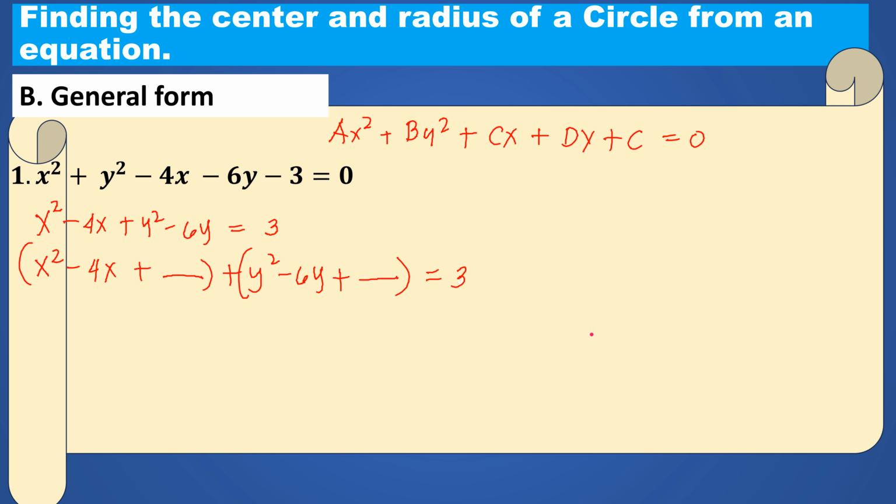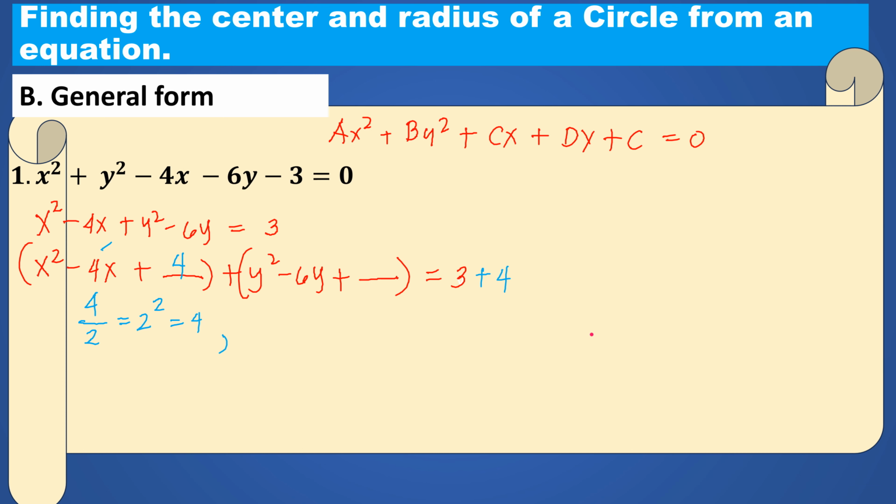Okay, so how do we fill in the third term? We simply get the numerical coefficient of our linear term, which is 4, and we always divide it by 2. Then the quotient will always be squared. So 2 squared is equal to 4. Then we have to have a 4 in here, and we also add a 4 on the right.